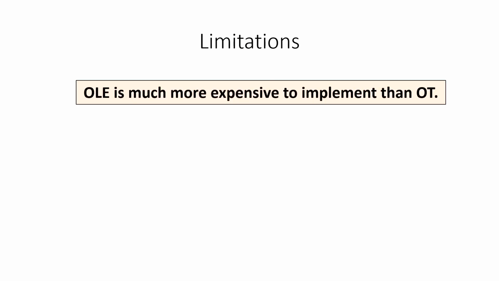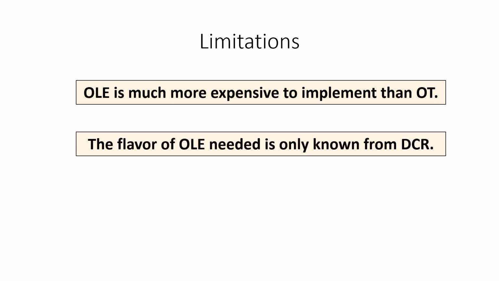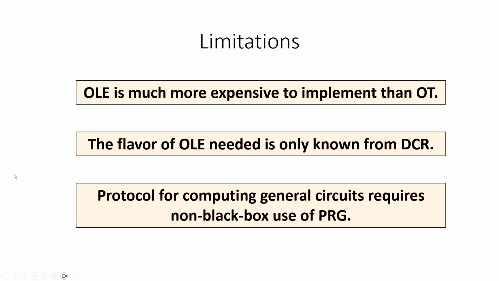Of course, there are some limitations with this positive result. So first of all, OLE is much more expensive to implement than OT. And the flavor of OLE that we need is some reusable notion of OLE, and this is only known from the DCR assumption, decisional composite residuosity. And lastly, this protocol for computing general circuits, this positive result by Chase et al., requires non-black box use of PRG. And whenever you have this non-black box use, you incur a computational overhead because you actually have to know a specific implementation of the circuit.